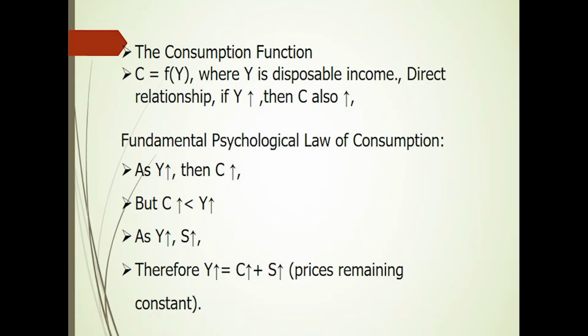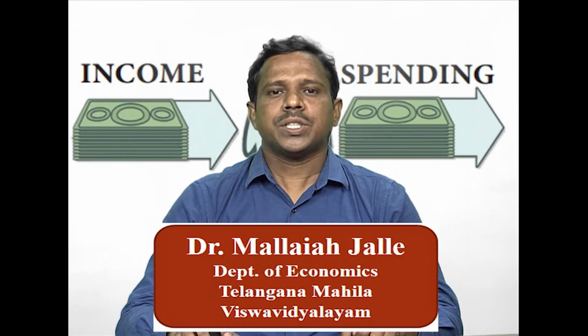Here when we observe the Keynesian fundamental psychological law of consumption, when income increases, consumption also increases, but less than the proportion of income. What does it mean? If income increases by 300 rupees, for example, consumption also increases, but by less than 300. It may be 250 rupees or 270 rupees. So, it is less than the increase in income.